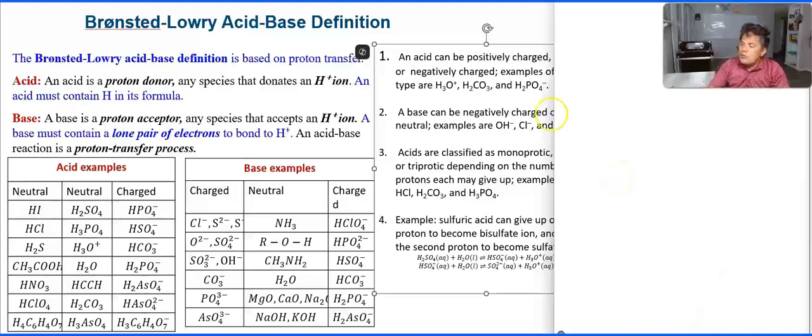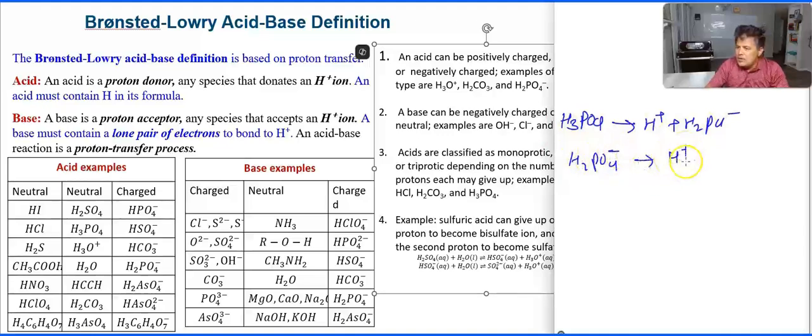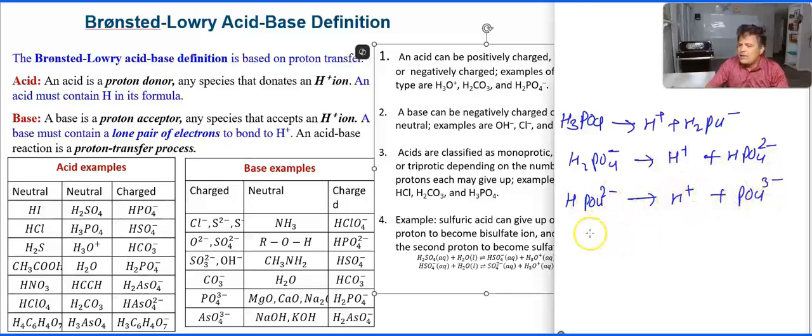Triprotic means it can give 3. For example, H3PO4. That will give first H+ plus H2PO4−. Then H2PO4− can give you H+ and HPO4 2−. And this has also hydrogen. That's why HPO4 2− can give you H+ plus PO4 3−. Now if you combine them, HPO4, this cancels.